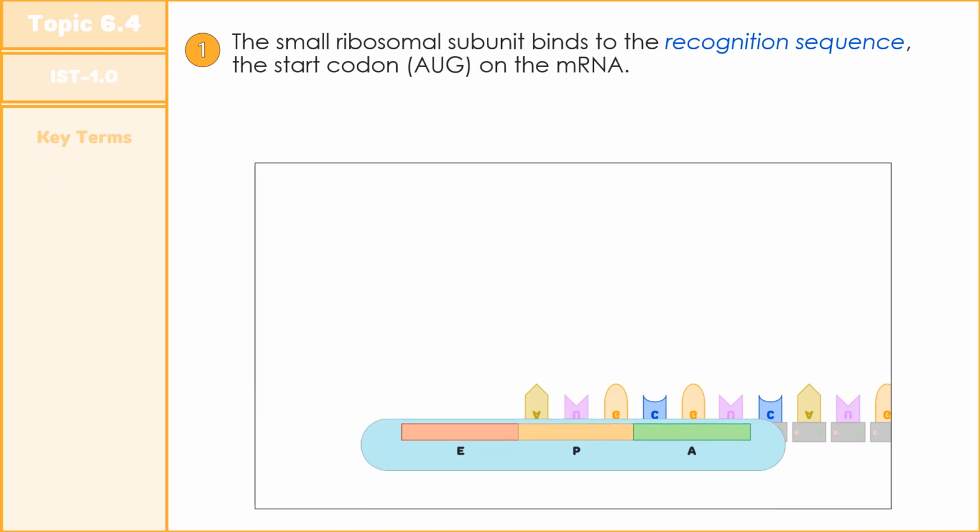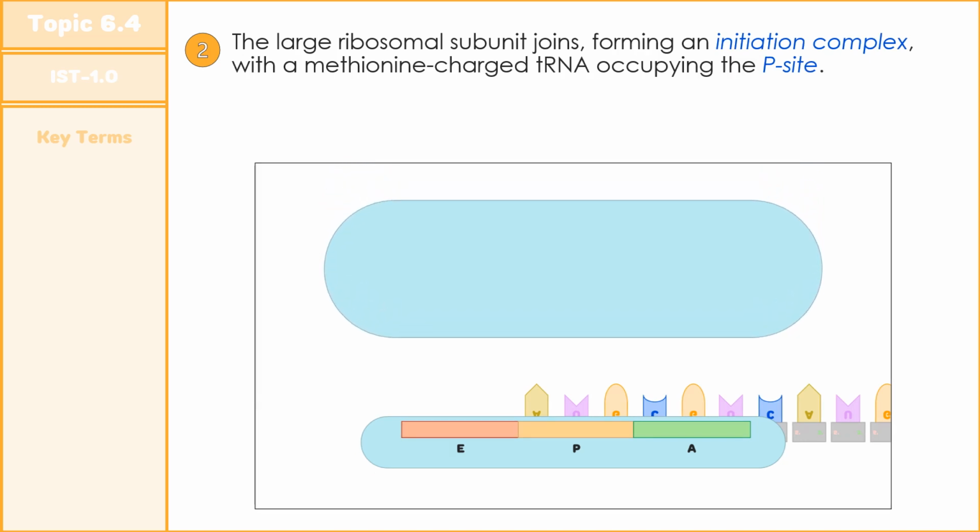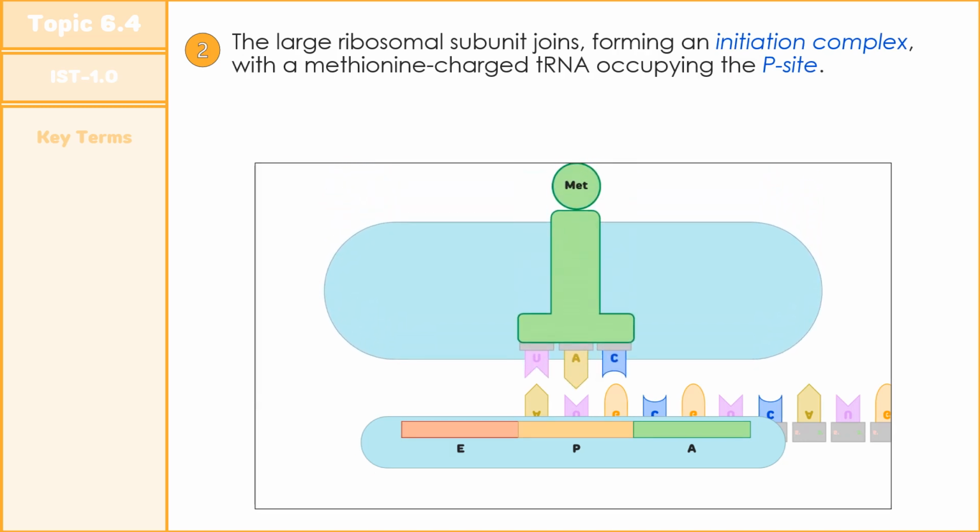First, our small ribosomal subunit is going to bind to what we call a recognition sequence. This is our start codon. AUG is going to be the beginning of all of our polypeptides. From there, we are going to combine with a large ribosomal subunit. This forms what we call an initiation complex. And we're going to have a methionine charged tRNA occupy our P site.